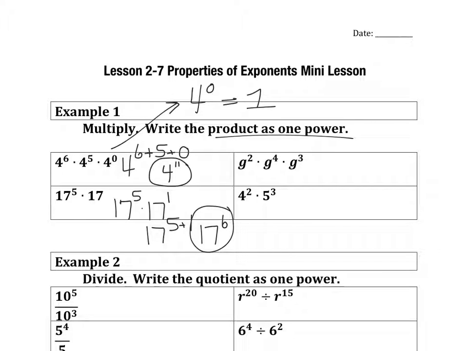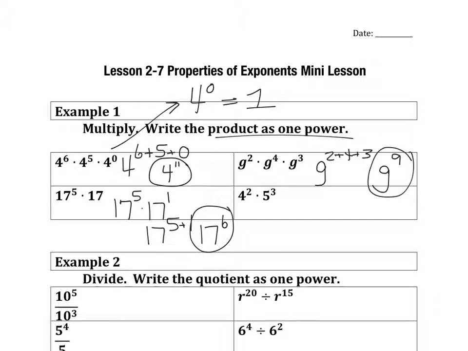g squared, g to the 4th, g to the 3rd, same thing. We're going to add up the exponents. That just tells us how many g's are being multiplied together. There's 2, there's 4, there's 3. We add them together, and we have g to the 9th.